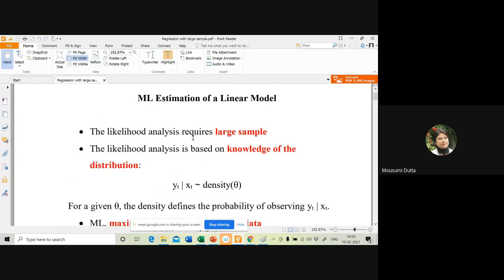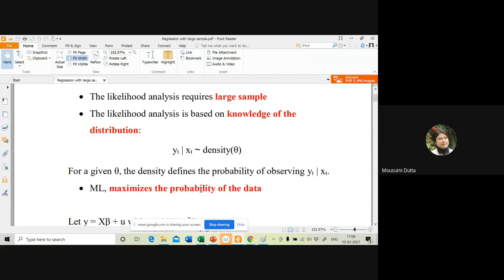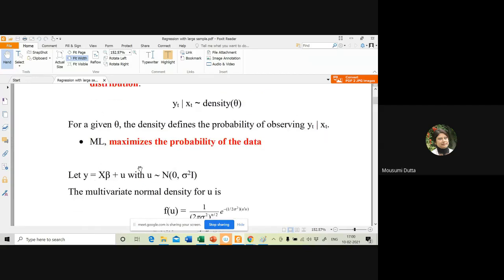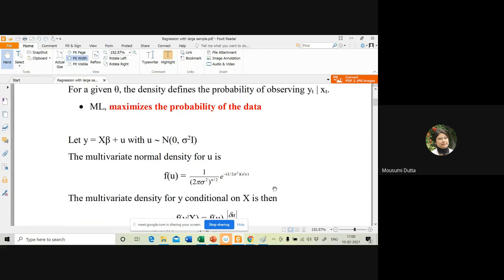So the likelihood analysis requires a large sample, or in case of a large sample, we will use the maximum likelihood estimation technique. Likelihood analysis is based on the knowledge of distribution. So to begin with, we need the information on y_t given x_t, what distribution it is following. As I mentioned, u is following the normal distribution with mean 0, basically a 0 vector, and the variance-covariance matrix is given by sigma square I.